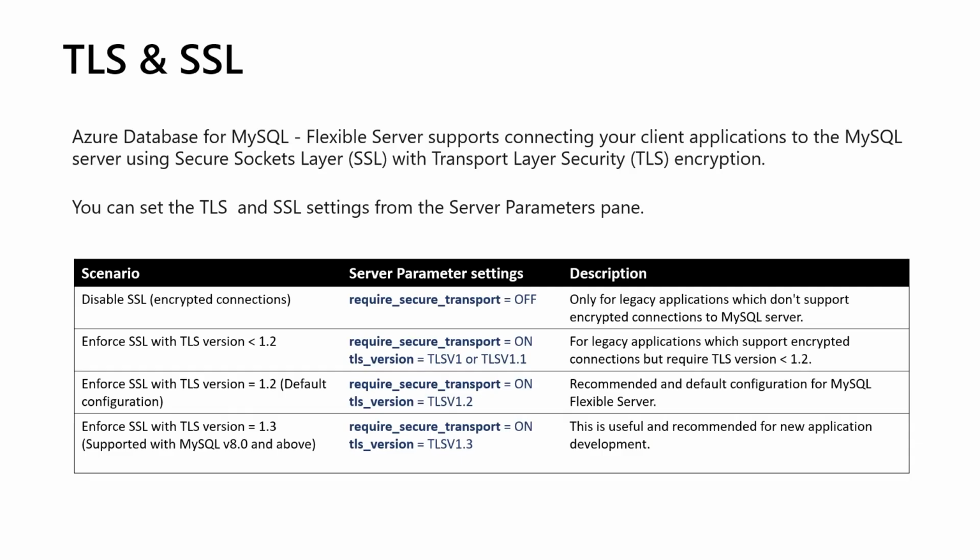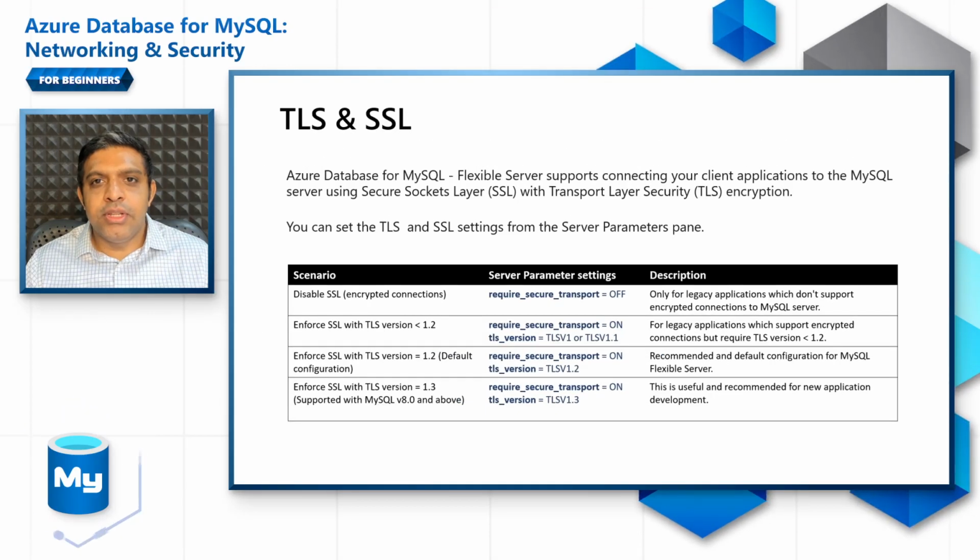Azure Database for MySQL Server supports clients connecting to the service using secure socket layer with TLS encryption. By default, SSL is on and the TLS version configured is 1.2. There are different configurations you can set for SSL and TLS from the server parameters pane. The options and how they behave are detailed in the table below.